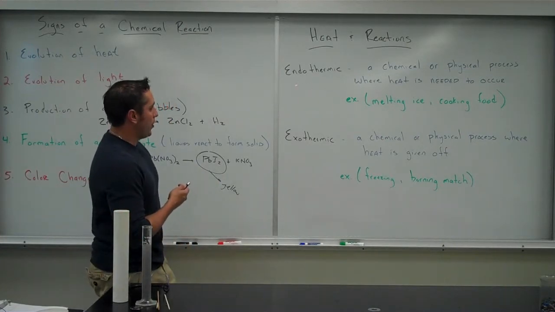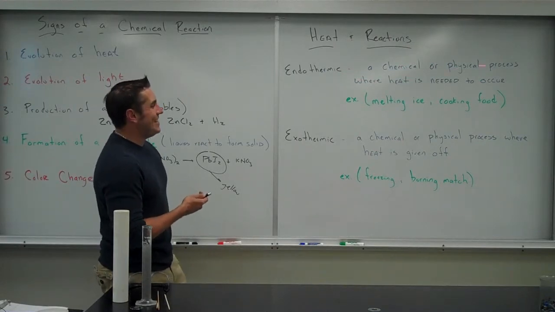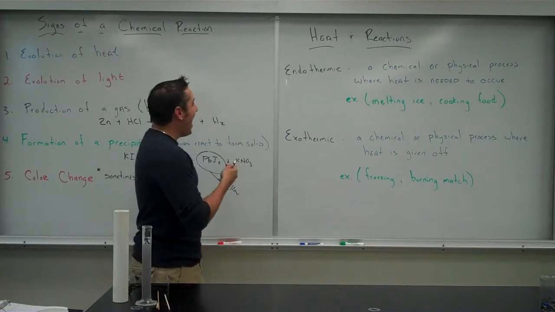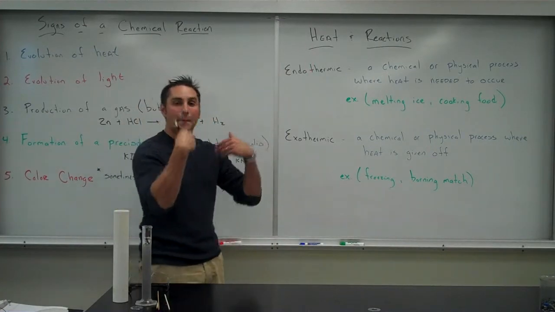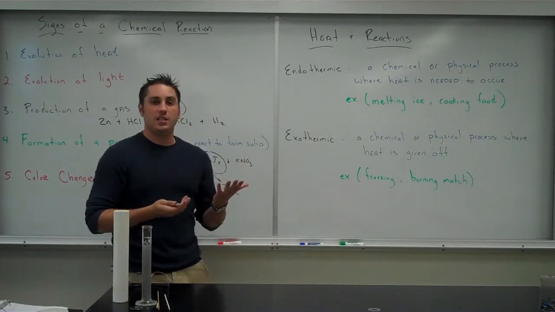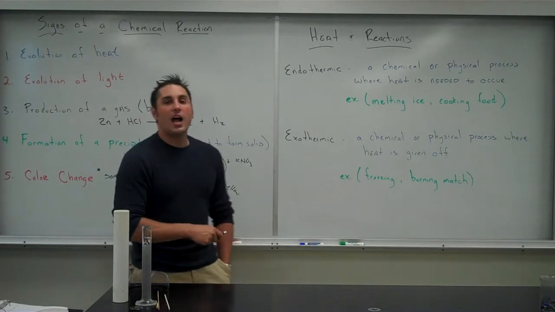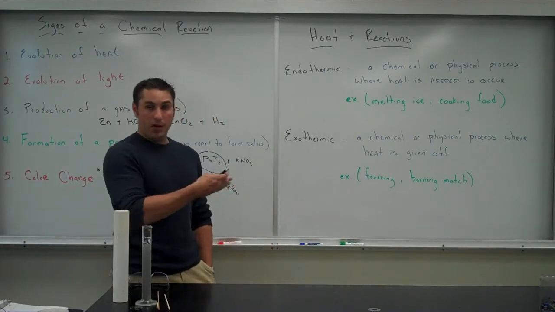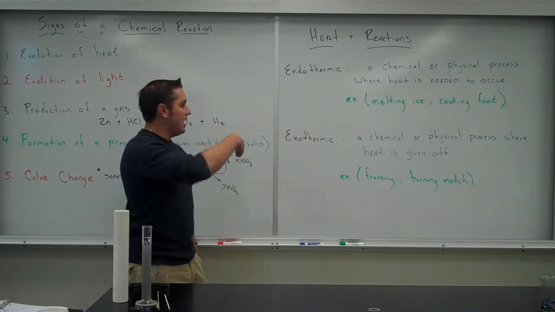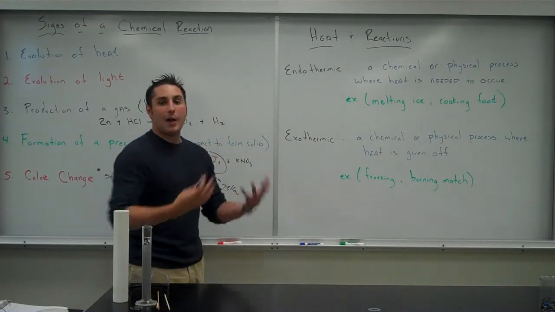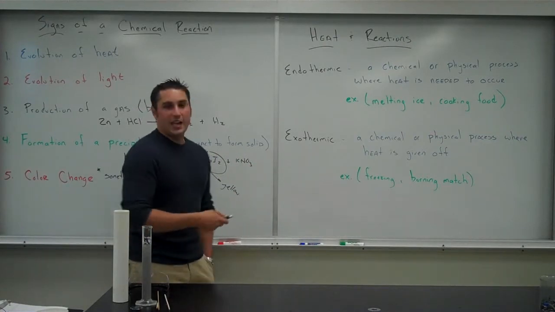An endothermic process is a chemical or physical process where heat is needed to occur. Right? The prefix endo means within, needs to come in. Thermic always means heat. Examples of endothermic processes are melting ice. If I want an ice cube to become water, I need to give it heat. I need to warm it up so that it can break the intermolecular forces, allowing it to turn into a liquid. Cooking food is an endothermic process.